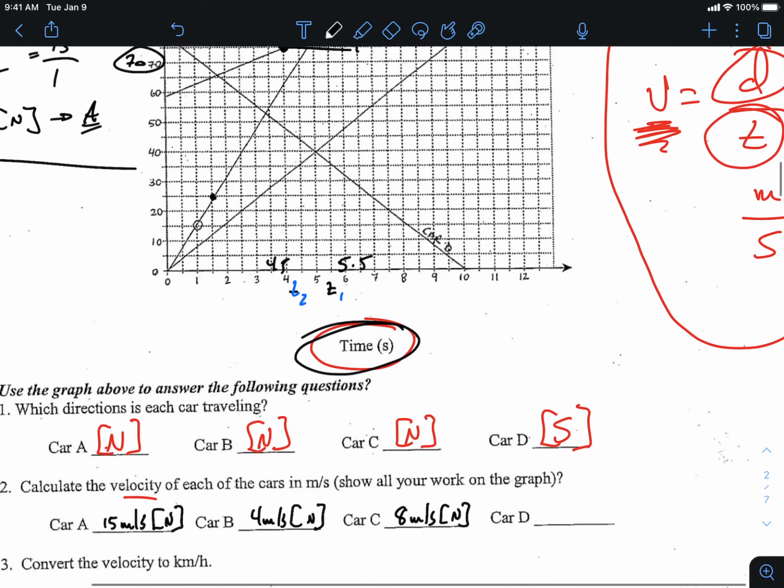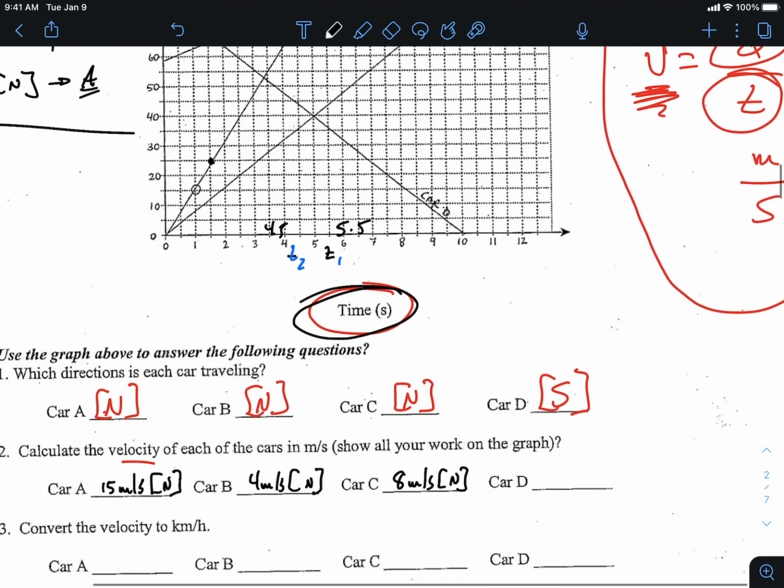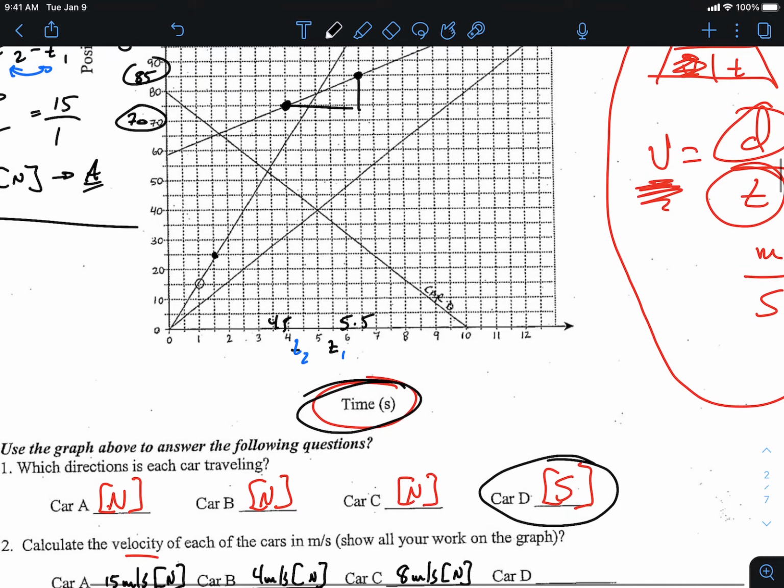Now, we've already seen, because we decided, car D is traveling in the south direction, or the negative. So when we do this work, we're going to see that our slope for car D should be negative. For instance, I'm going to pick maybe that point and that point for car D here. I'll pick different colors so you guys can see it. Car D, you can see that the slope of this line has to be negative.